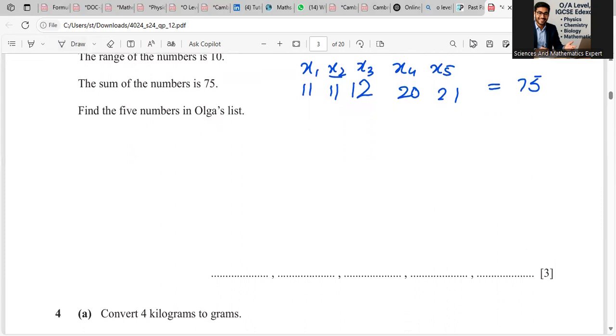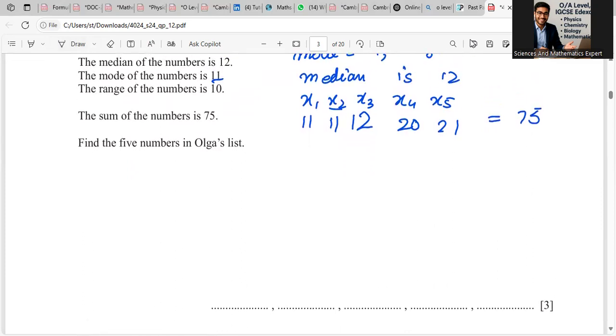So we can take the simple arrangement for this one: 11, 11, 12, 20, and 21. According to the condition he was giving us, a list of 5 values with 2 modes of 11, range 10, median 12. Every condition is satisfied according to the given question. So it's fine.